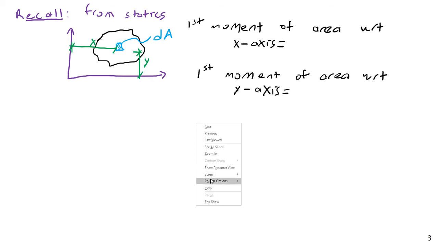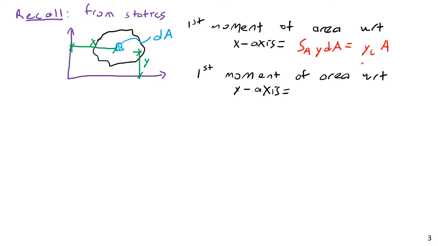What do these equal? Let's write the formulas. With respect to the x-axis, it is the area integral of y dA, which is in turn equal to y_C A, the y coordinate of the centroid times the area. With respect to the y-axis, it's the area integral of x dA, which is equal to the x coordinate of the centroid times A.